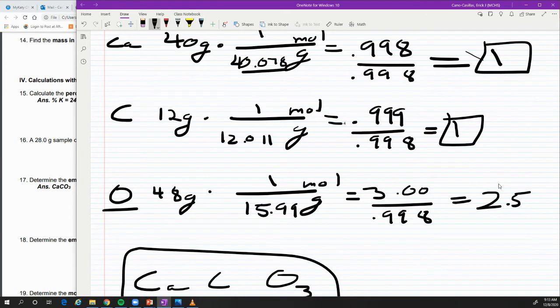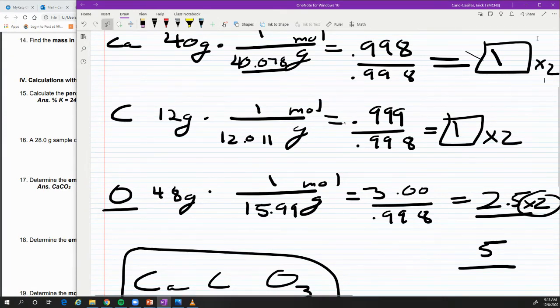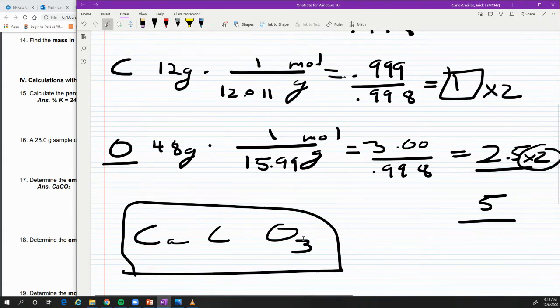So I have to multiply this 2.5 by something to make it whole. In this case, I would have to multiply 2.5 by 2 to make this a whole number, the whole number being 5. If I multiply this by 2, I've got to multiply these by 2. And then I wouldn't have had CaCO3. I would have had Ca, there's 2 of them now, carbon, there's 2, and then oxygen, there would have been not 3, but 5. Okay? So you can kind of work that out as you need to.